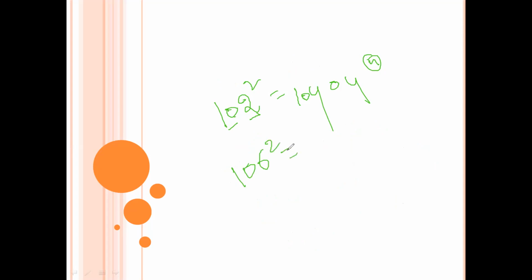106 square. Now here, 106 square. 6 square is 36. 6 here, 3 carry. 6 into 2 is 12. 12 into 10 is 120. 120 plus 3 is 123. 12 carry. 10 square is 100, 100 plus 12 is 112. So in this way, we find the square of any number by using this method.